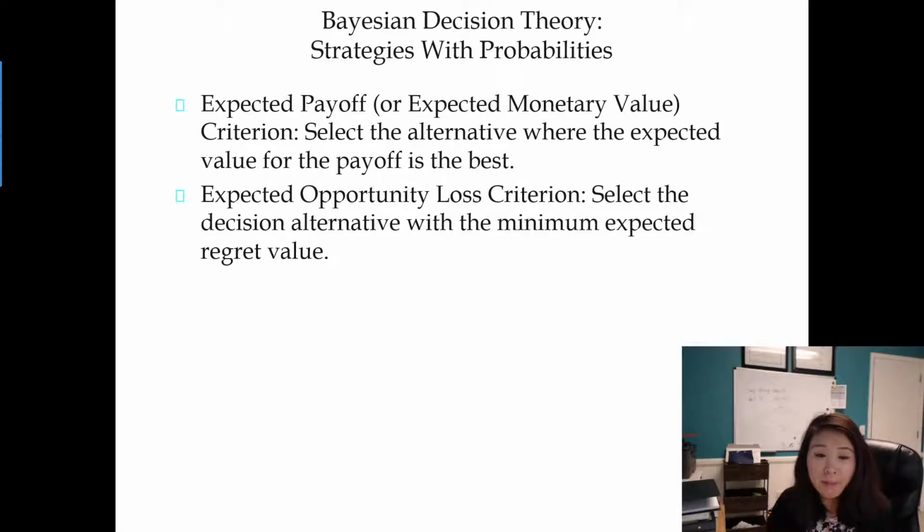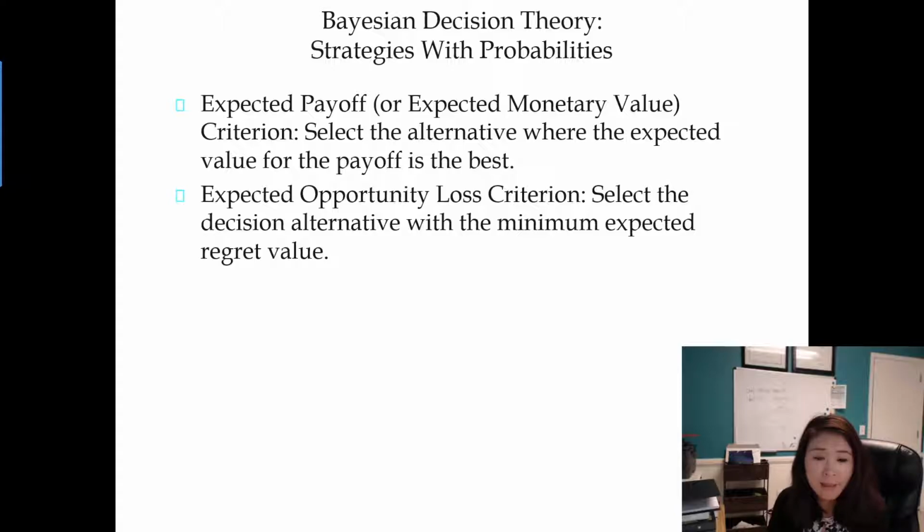So the two methods are the following. First is called expected payoff. Another one is called expected opportunity loss. For the expected payoff, after you calculate it, your chosen criterion will be to select the alternative where the expected value for the payoff is the best. And for the second method, the expected opportunity loss criterion, you're going to select the decision alternative with the minimum expected regret value.